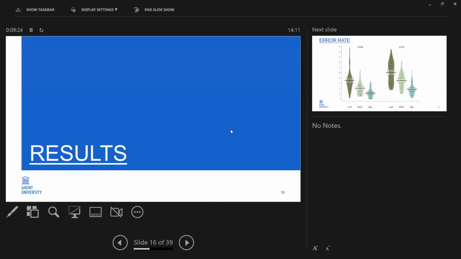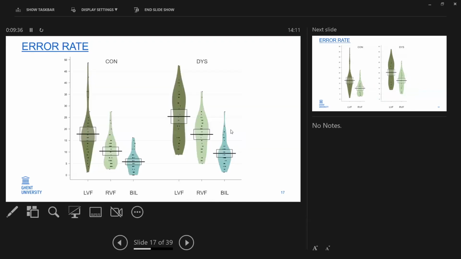Okay. So for the results, first I'm going to describe the accuracy scores and then go to the reaction time, the most new part of this study. And for accuracy scores, please forgive me, but I used error rate instead of accuracy, because that way my figures look the same when I'm talking about reaction time. So the higher the score, the worse they perform. And if you look at the screen, you can see on the left side, it's the controls, and on the right side, dyslexia, and then left visual field, right visual field, bilateral.